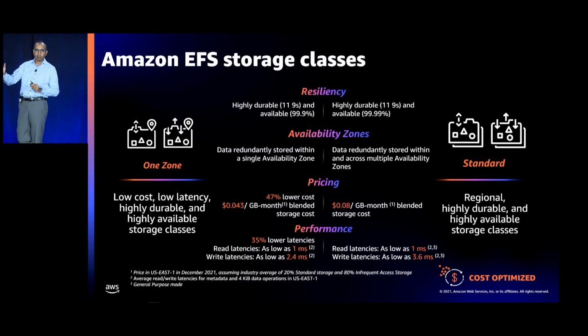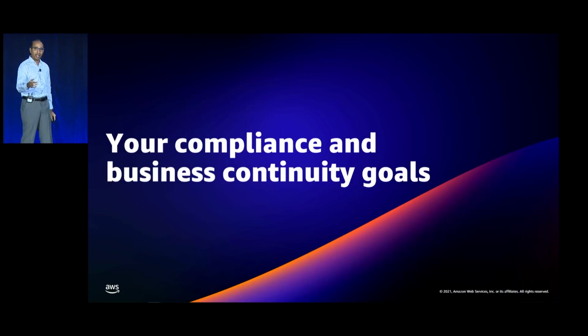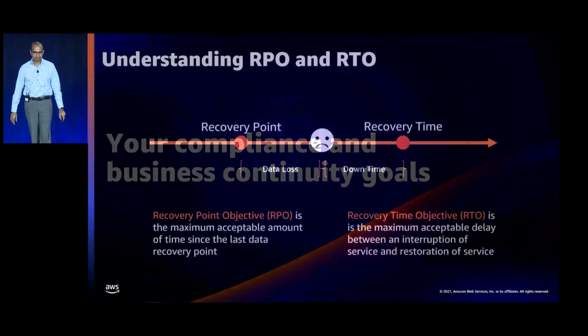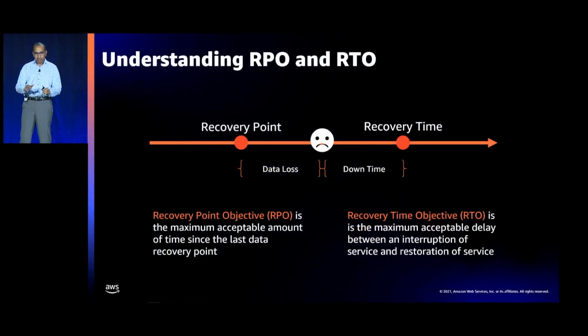Now that we have a primer for EFS and we understand the storage classes, let's start talking about the requirements that you have, your compliance and your business continuity goals. To better understand your compliance goals, your business continuity goals, your disaster recovery goals, it is first useful to understand what we mean by RPO and RTO. RPO is recovery point objective, RTO is recovery time objective.